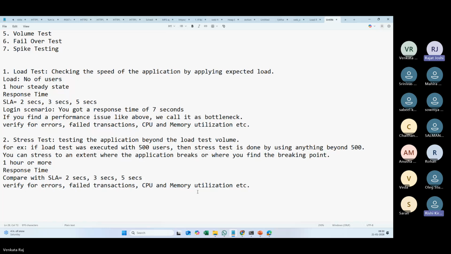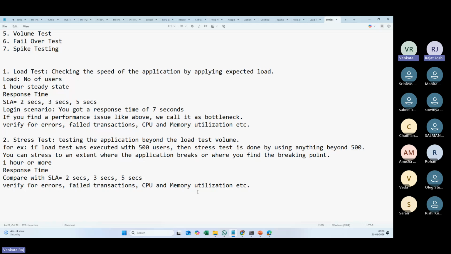Yeah, I have a question, Krishna. Like, for example, we are doing a load test with 100 users. Sorry, your voice is not clearly audible. Can you try to speak a bit louder? Yeah, am I audible now? Yeah, to some extent, but I'll give it a try.